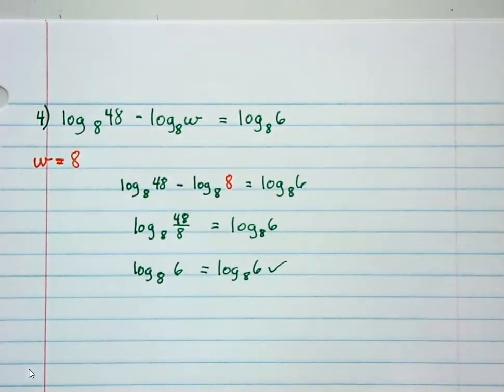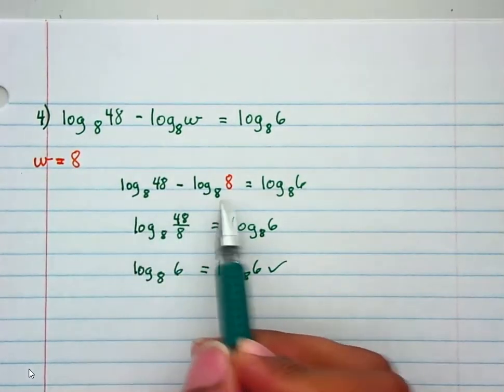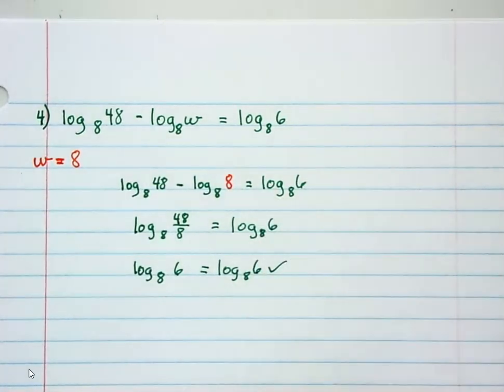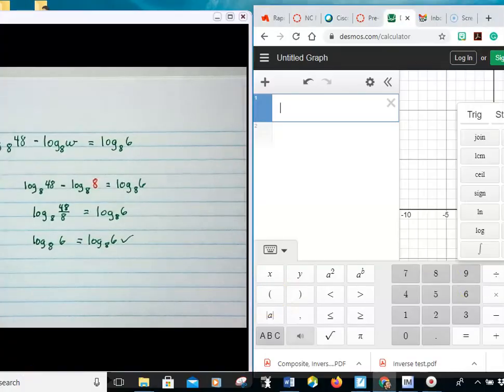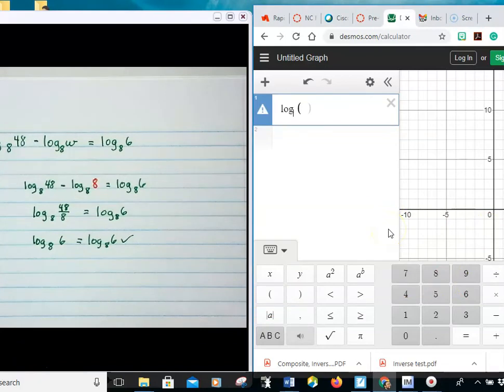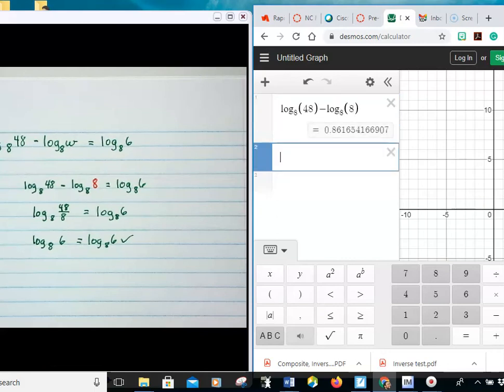The other way is you can put this directly into the calculator in Desmos, and see if they both equal each other. So let's go into that really quick. All right, so put in the calculator real quick. We're going to do log 48 base 8, minus log, let's do it this way, the functions part again. We have 8 here, and this is 8. And it gives us that weird decimal number.